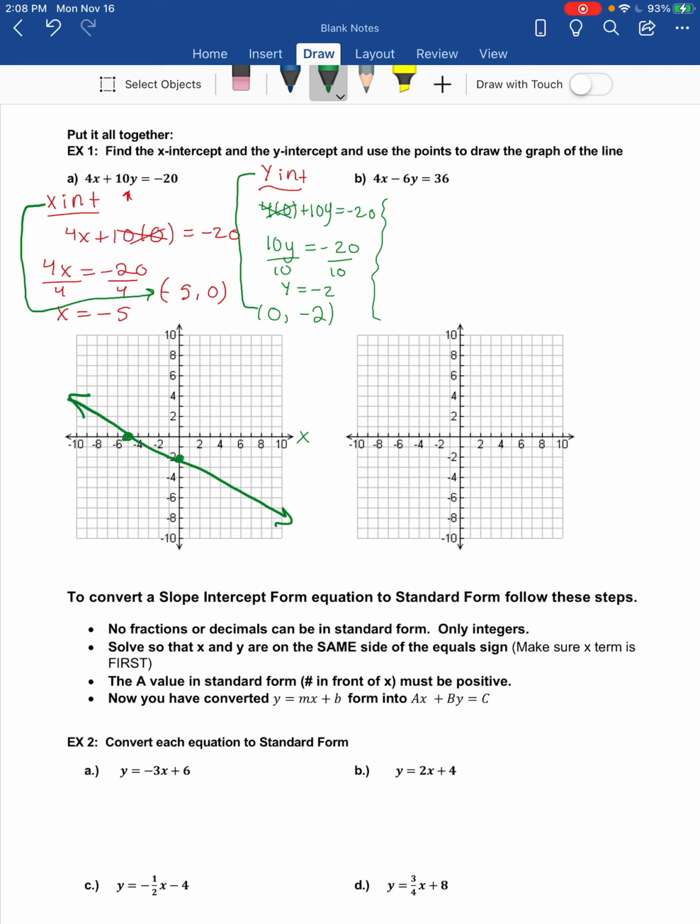All right, let's try the next one. Actually, go ahead and pause and try the next one on your own. All right, welcome back. Let's go ahead and check it out and see how you did.